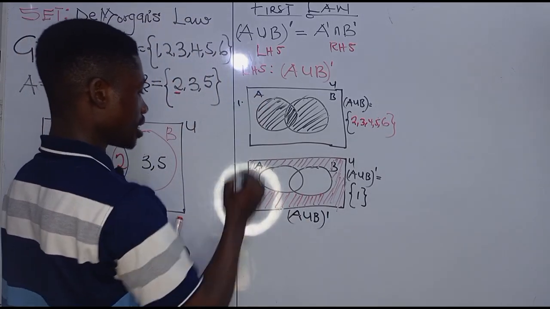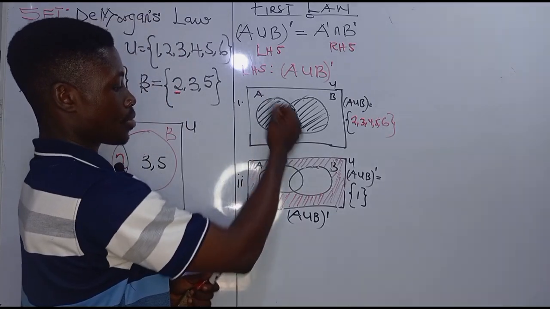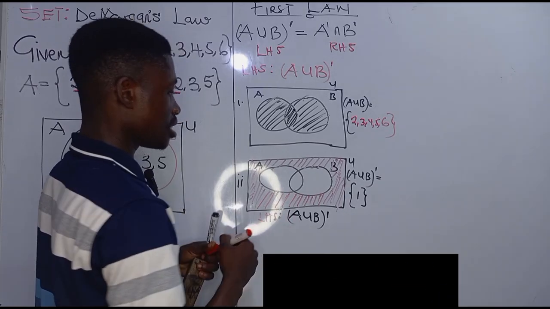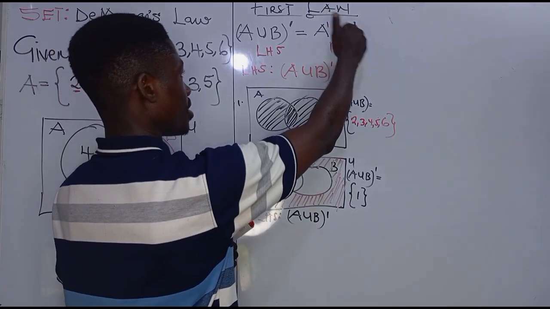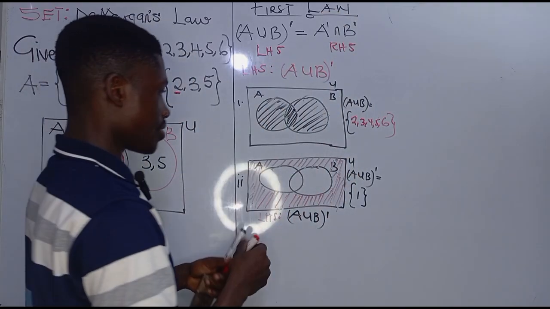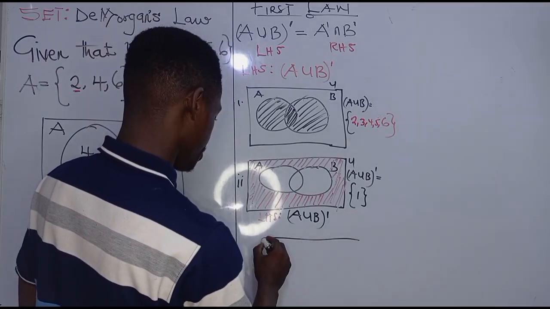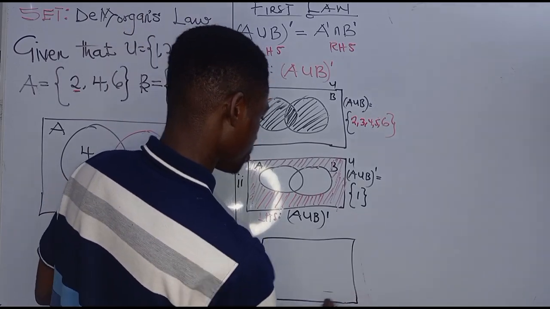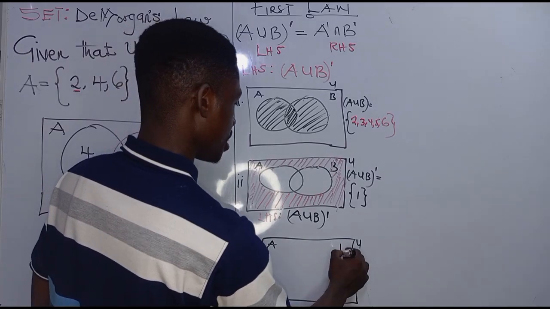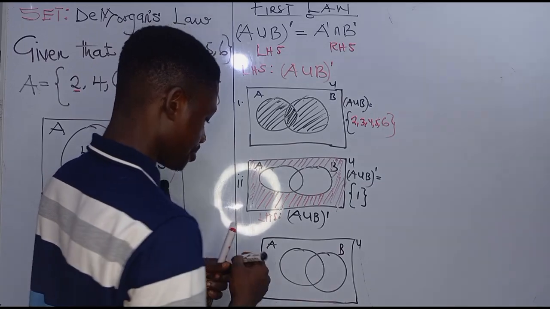So let's call this I. Good. Now we are done with what? The left hand side. Let's move on to the right hand side. With the right hand side too, we are still going to draw our universal set, we have our set A, and then set B, and then our two intersecting circles. Good.